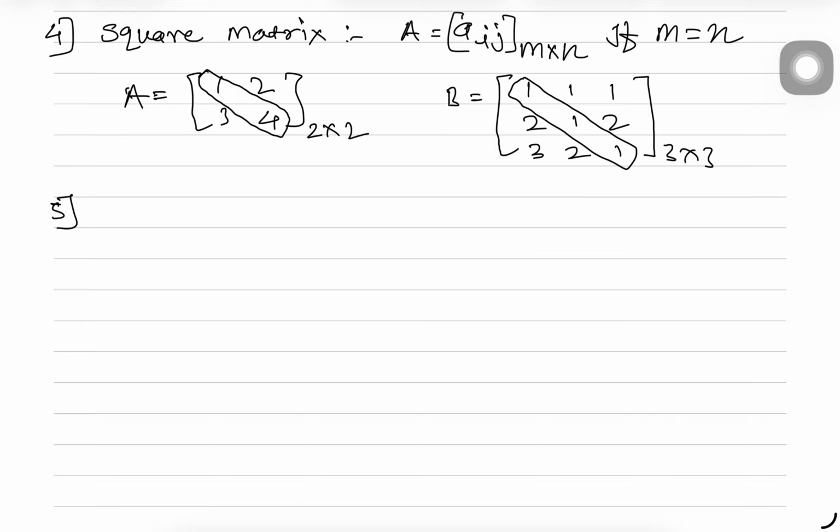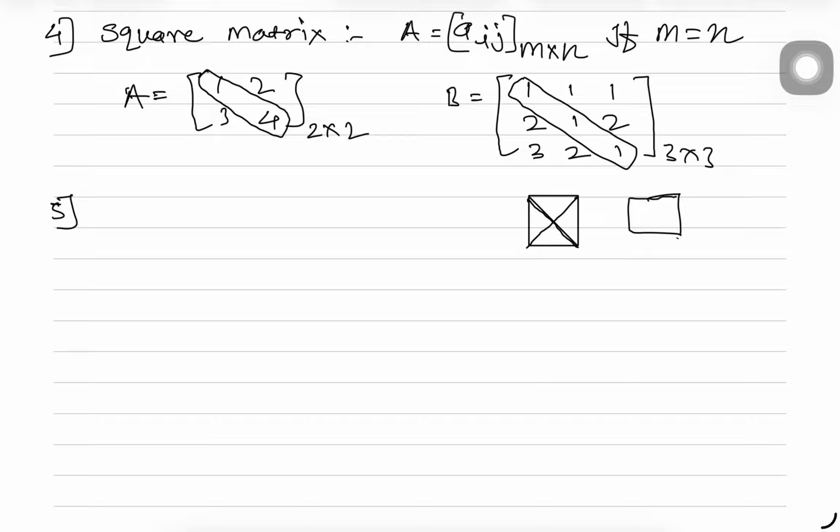But in a square there are two diagonals. This is also a diagonal, and this is also a diagonal. But over here we have to consider only this diagonal.